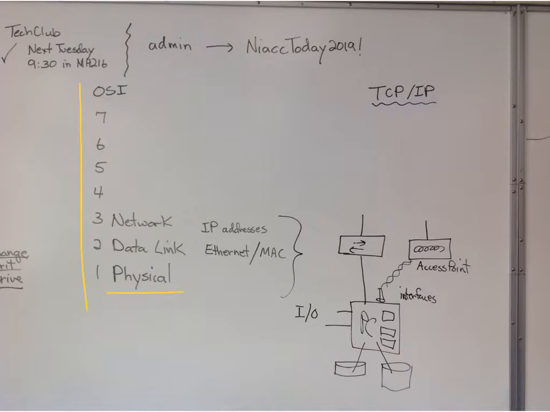We reviewed a little bit of the OSI model, and we talked about the physical layout of a network. Talked a little bit about the next layer, Ethernet, the MAC address. We did some Wi-Fi also.